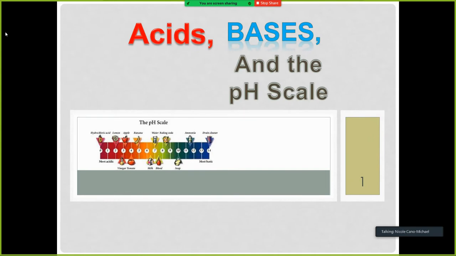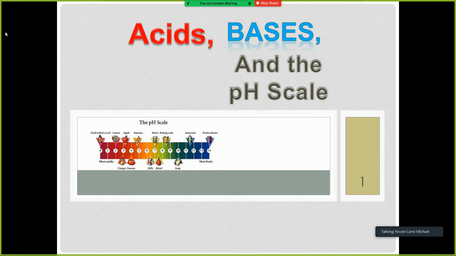All right, ladies and gentlemen, so we are going to be formally taking a look at acids, bases, and the pH scale. Like I said, yesterday we did an introductory foray into acids and bases. We learned some things with our puzzle, and then we had our little activity where we got to play with the pH scale a little bit on the PhET website.